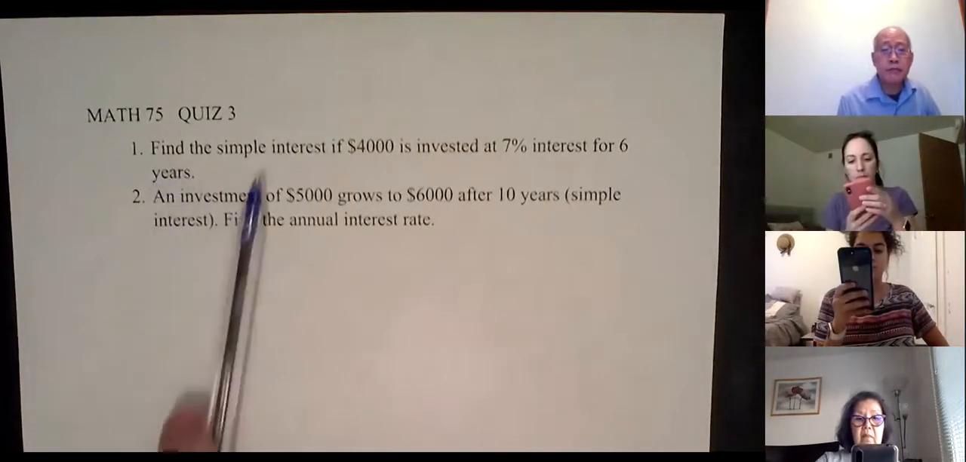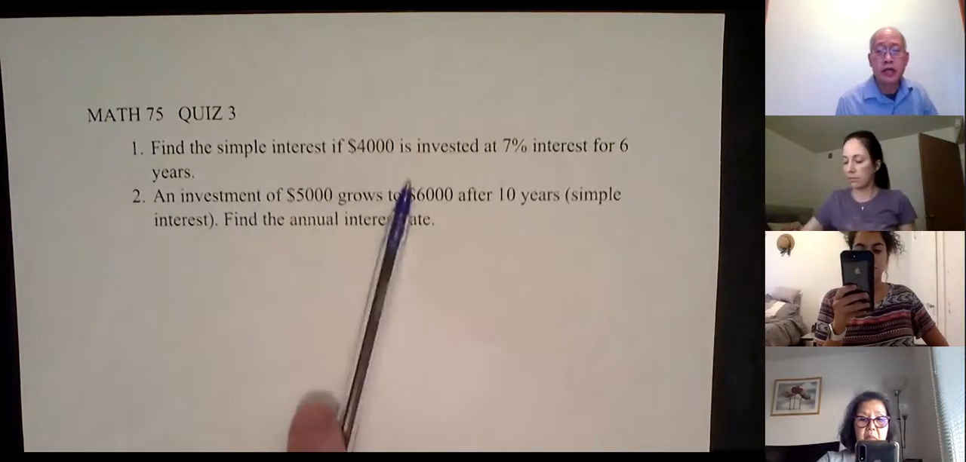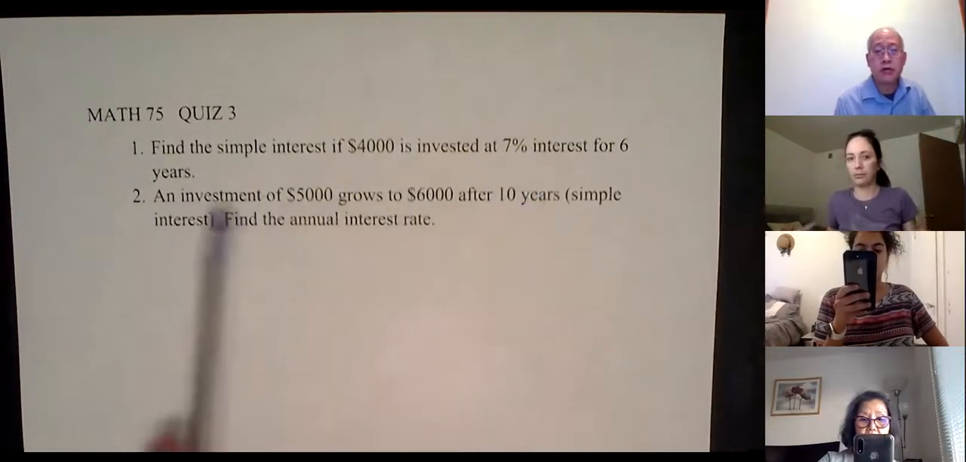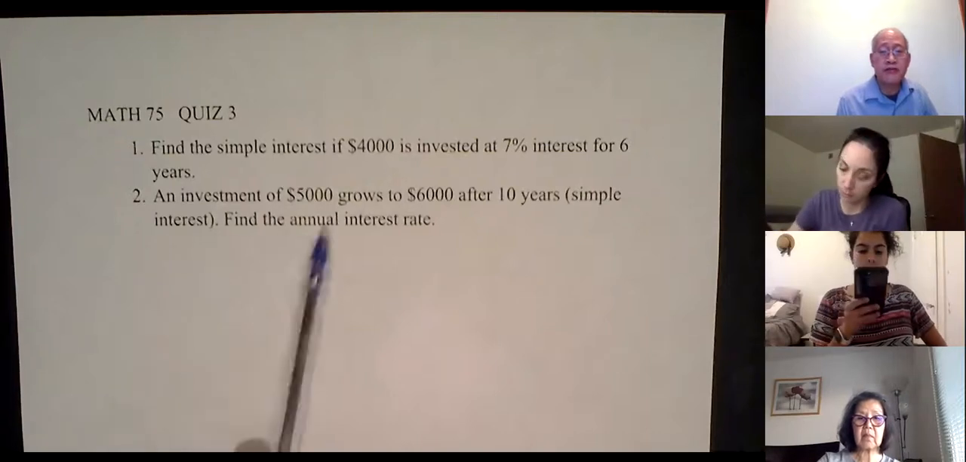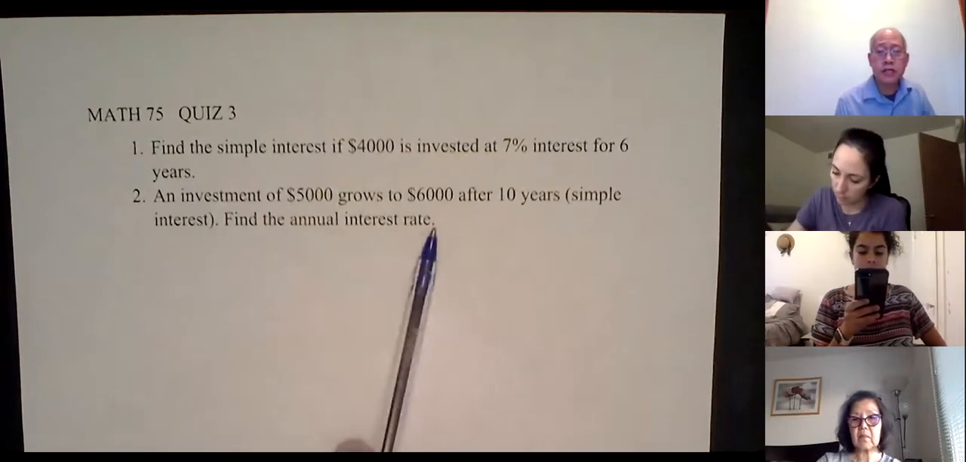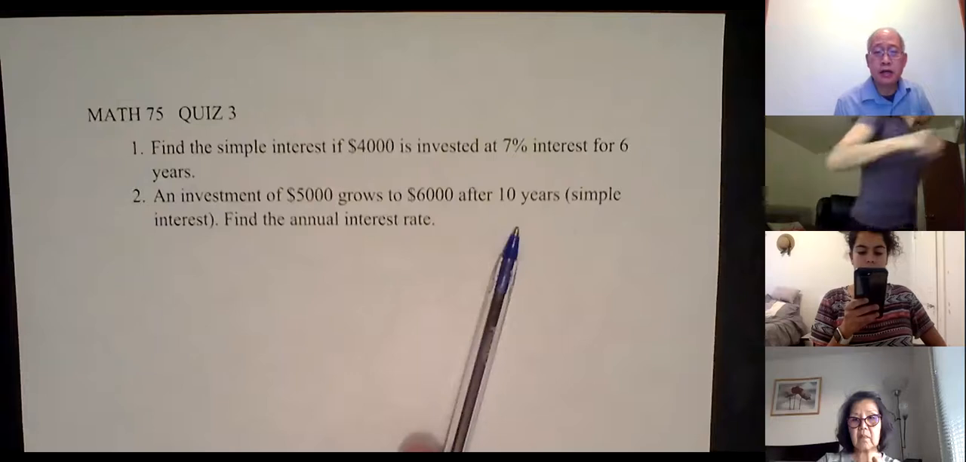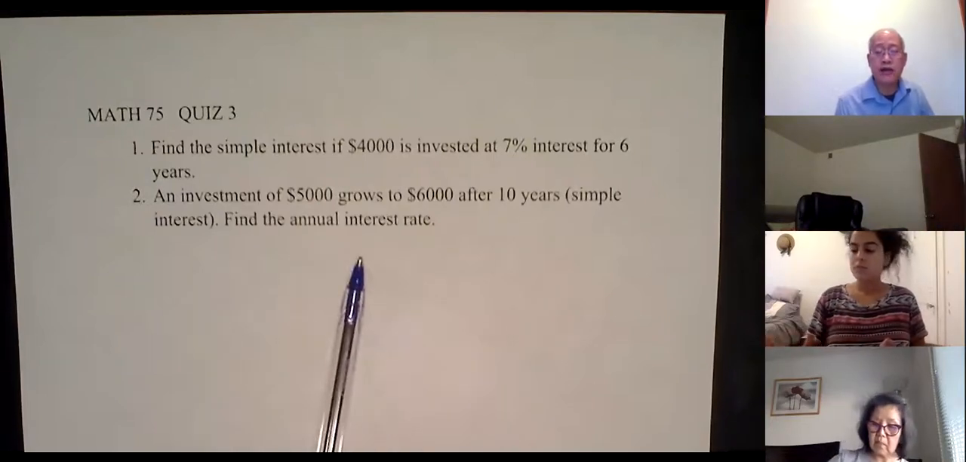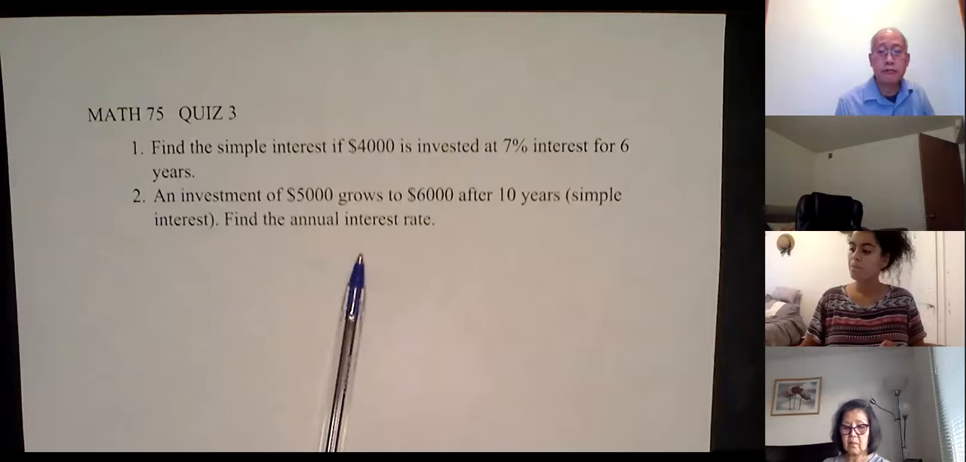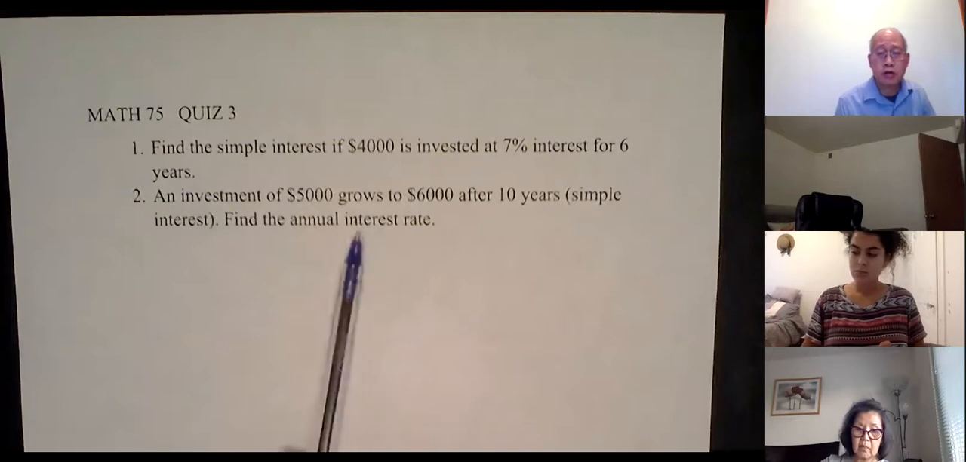Find the simple interest if $4,000 is invested at 7% interest for 6 years. 2, an investment of $5,000 grows to $6,000 after 10 years at simple interest. Find the annual interest rate. So this time you're trying to find the rate, it looks like. And that's it. This is all simple interest. For number 2, they don't give you the interest, but you can figure it out. That's my hint for that one.